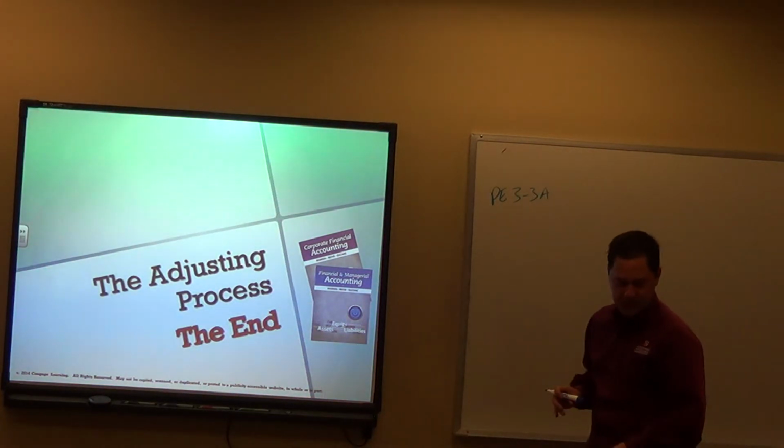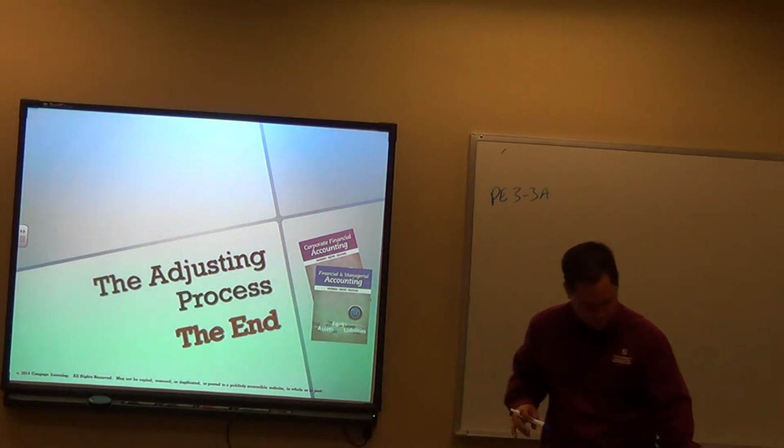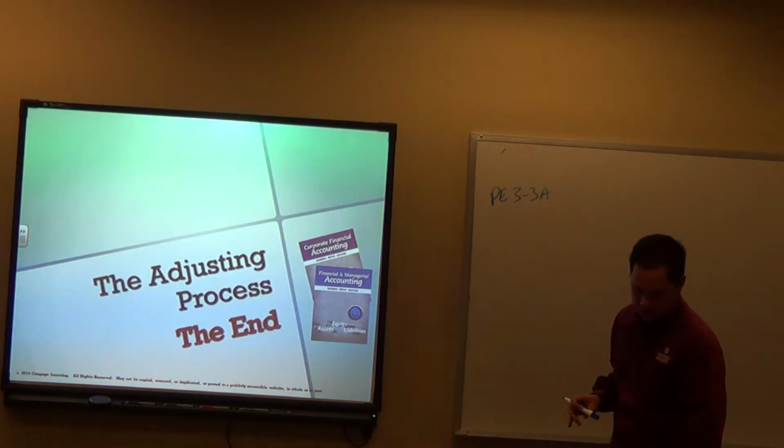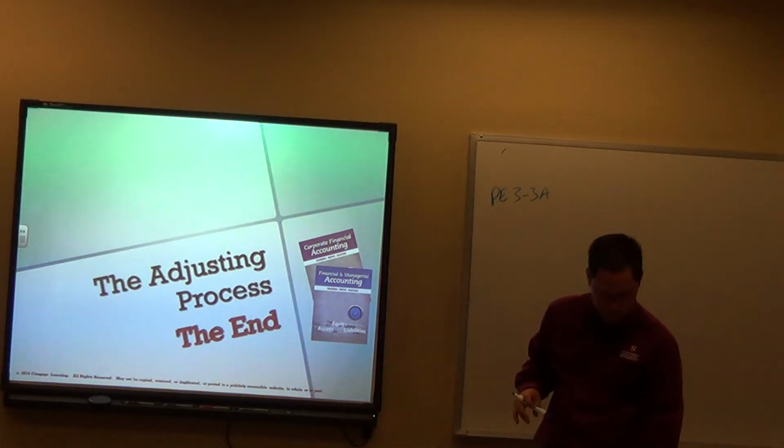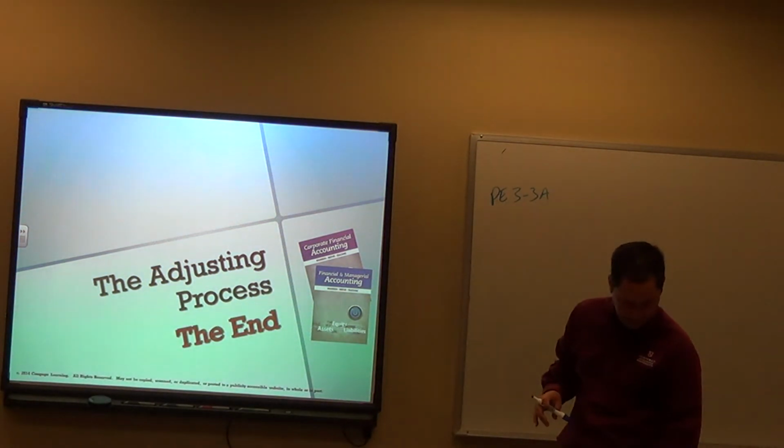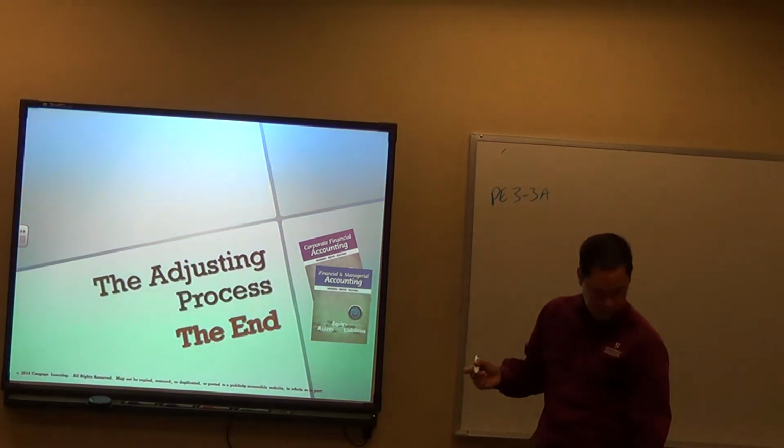So I'll give you a moment to take a look at this one here. The supplies account has a beginning balance of 1975. It was debited for 4,125 for supplies during the year. So basically we purchased more.